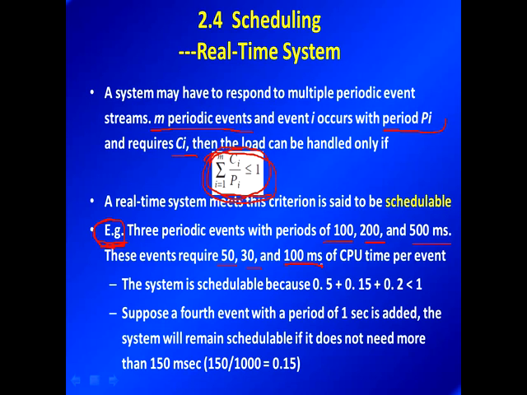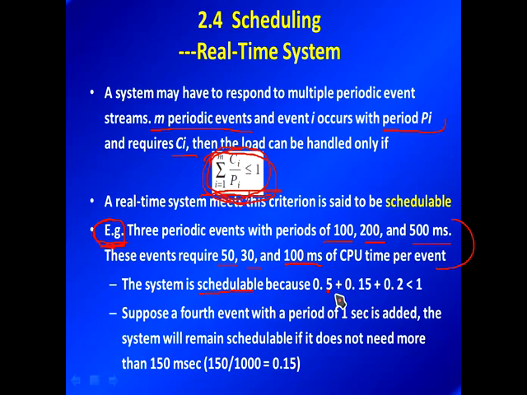So it means the first event needs 50 milliseconds of your CPU time to run some instructions to meet the deadline in 15 milliseconds. So we just suppose this case, and this system is schedulable because we just try to apply this expression. We just calculate the sum of these expressions.